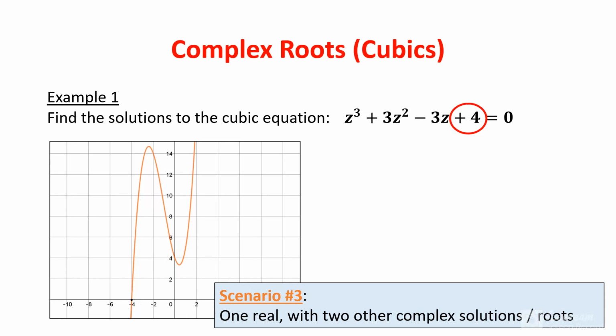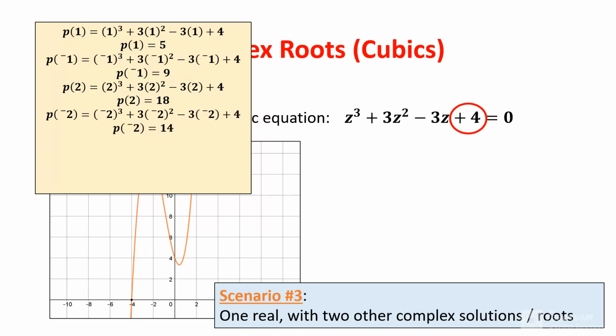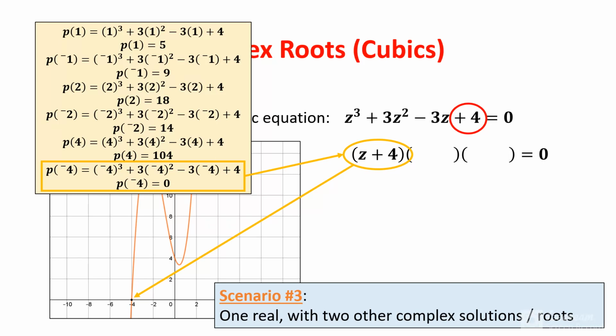All right, well, let's start off with the plus 4 and go all the way back to the factor and remainder theorem and start plugging in factors of 4 to find one of the real solutions. So let's plug in 1 and negative 1 and 2 and negative 2 and 4 and negative 4. Hooray, we finally found a value of 0, which tells us, because we've substituted in negative 4 into the equation, we know that one of the factors is z plus 4. So we've found the first solution, and that's the real solution. The solution is when x is equal to negative 4.